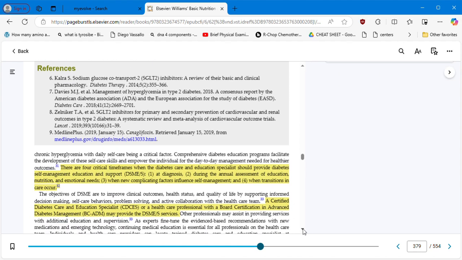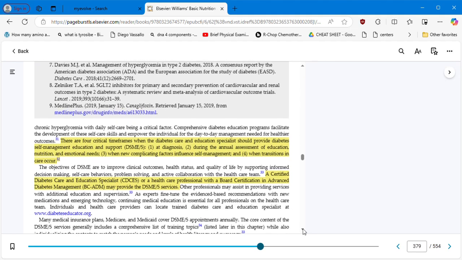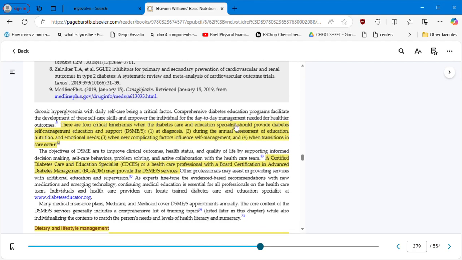So there are four critical time frames when the diabetes care and education specialists should provide diabetes self-management education and support. The book is saying that there are four critical time frames to provide education and support. Number one is at diagnosis, right? Number two is during the annual assessment of education, nutrition, and emotional needs. Number three, when new complicating factors influence self-management. And number four, when transitions of care occur.